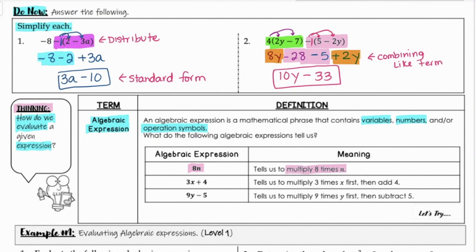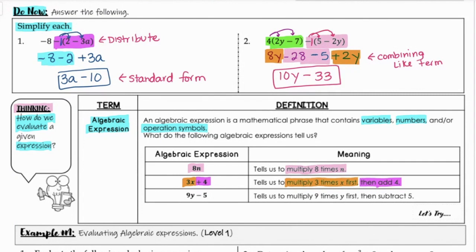Let's look at the second one. So we got 3x plus 4. So again, I'm thinking, what does this tell me? What's happening? The 3x is telling us that we're going to be multiplying 3 times x first. So I do 3 times x, and then I end up adding 4. So that's the process of what has happened to that algebraic expression.